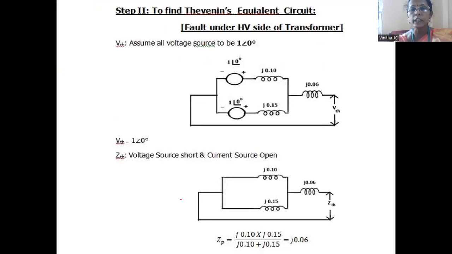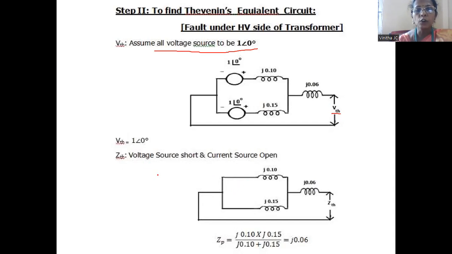Next, we need to calculate the fault current. In order to calculate the fault current, we have to redraw the diagram, using Thevenin's theorem. For this, we assume the voltage sources to be 1 angle 0 degrees. For the two voltage sources, we take the value as 1 angle 0 degrees. Then we mark the same reactance values. And at the terminal of the transformer, the fault has occurred. At this faulted point, we mark the open circuit voltage VTH.